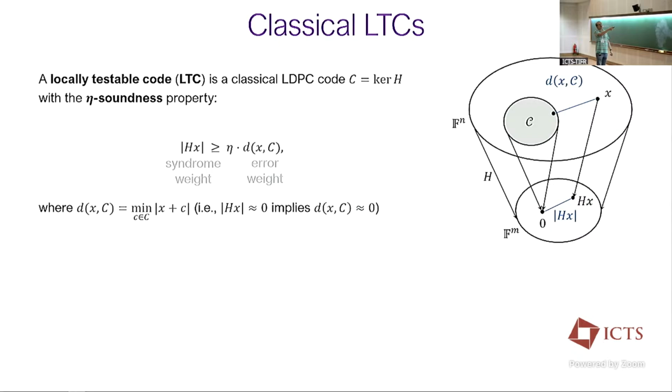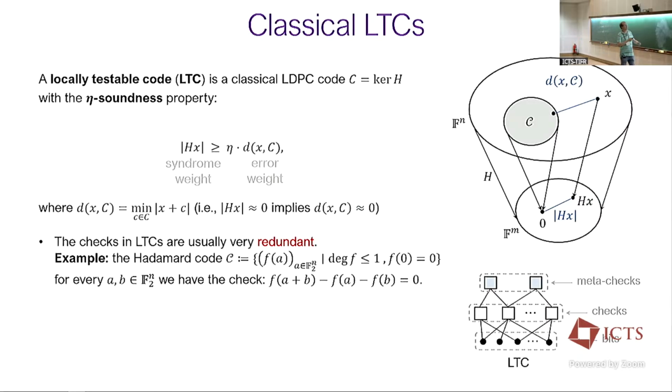I hope that everyone here in this room already knows the definition of locally testable codes. I just show it to you for clarity and to fix our notation. We call LDPC codes locally testable if they have this property, which means that the weight of the syndrome grows linearly with the distance of the test vector to the code. I hope everyone in this room already knows this idea.